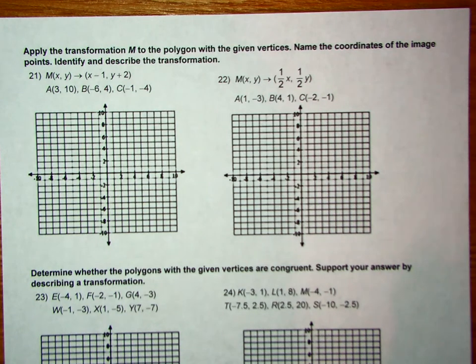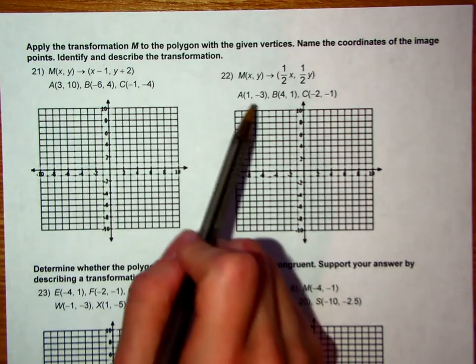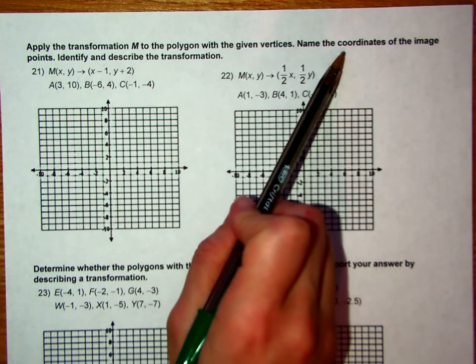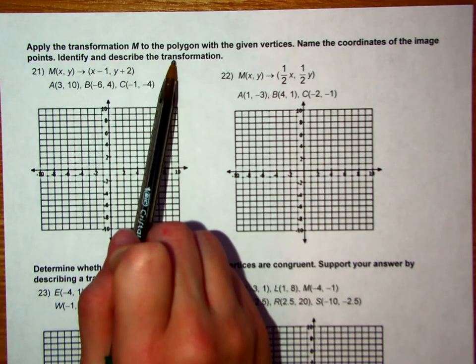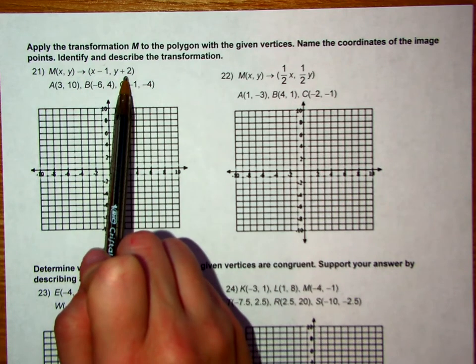This is numbers 21 through 24 on the Unit 5 study guide. Number 21 and 22 say that we're supposed to apply the transformation, then name the new coordinates, and then we're going to identify and describe the transformation. What I see here, again, is a translation.